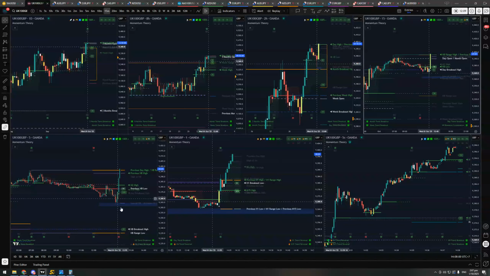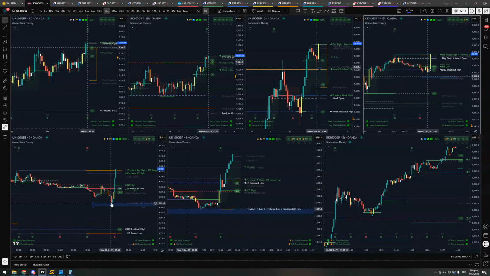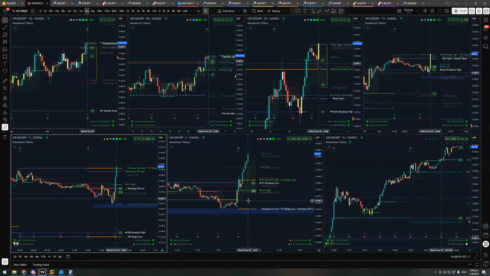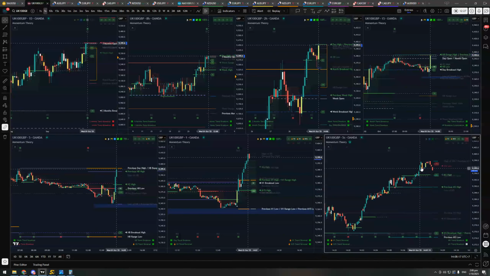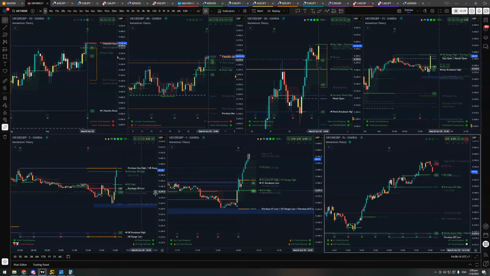Kind of a pity I didn't get that rejection of the low. This is obviously something I was looking for, but I don't like to take these sort of breakouts. I definitely want to see price pull back. Here is one a little bit early. Yeah, no way for me to enter these yet.